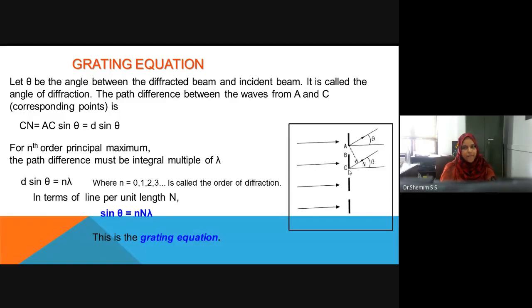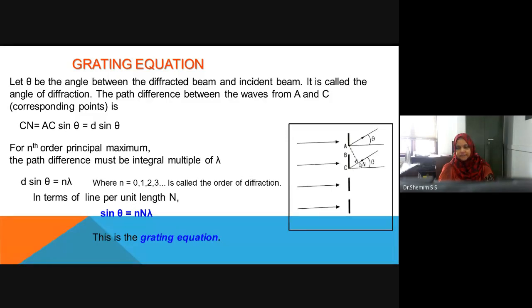And then what is AC? AC is AB plus BC. This AB has a width of small a and BC has a width of small b. Then AC will be equal to small a plus small b, that is equal to D, the grating element. So AC sine theta is equal to D sine theta, and Cn will be equal to D sine theta. When we consider triangle ANC, angle NAC will be equal to theta, sine theta will be equal to Cn by AC, or Cn will be equal to AC sine theta, which is in turn equal to D sine theta.